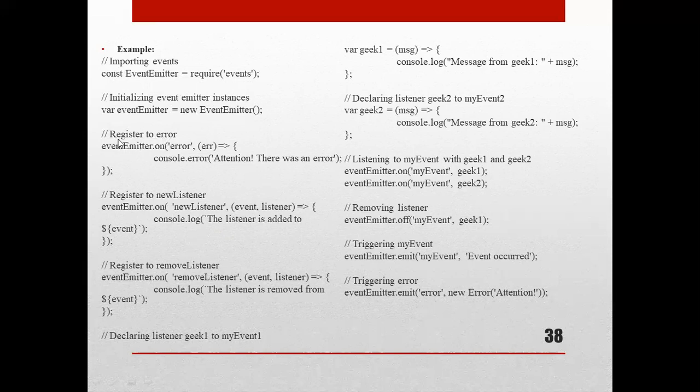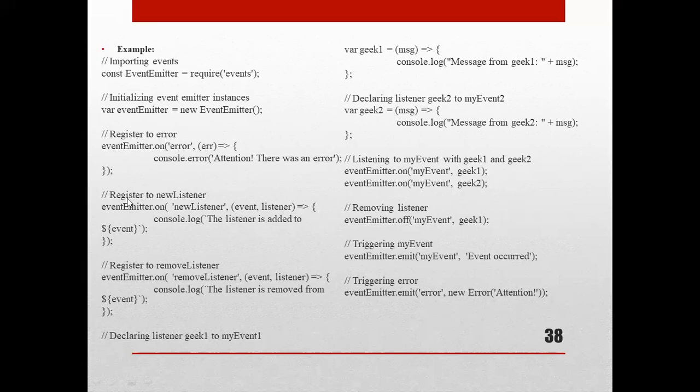Here you can see we are going to register to the error, like eventEmitter.on. We use on in brackets, then error, comma, and the listener is error. It contains one message to be printed, that is console.error('Attention, there was an error'). So this is the way we can register to error.